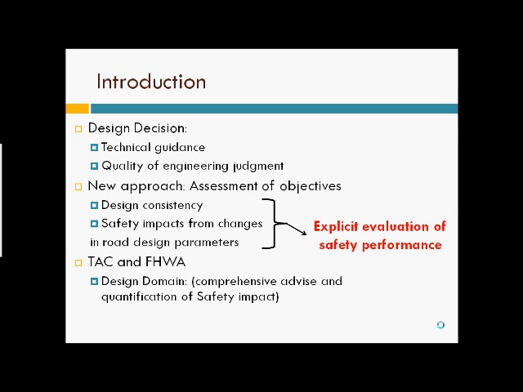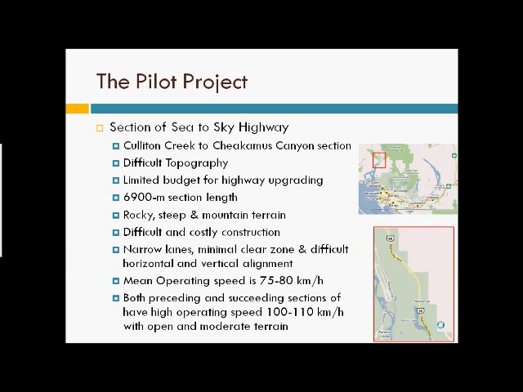Federal Highway Administration in the U.S. And they have a design domain which proposes comprehensive advice, and the quantification of safety impact is introduced. And then the FHWA in the US has introduced the Interactive Highway Safety Design Model, which we will use to get some values for the collision modification factors.